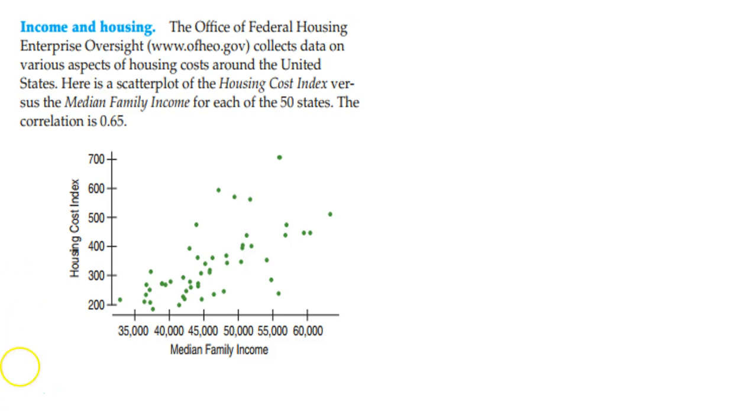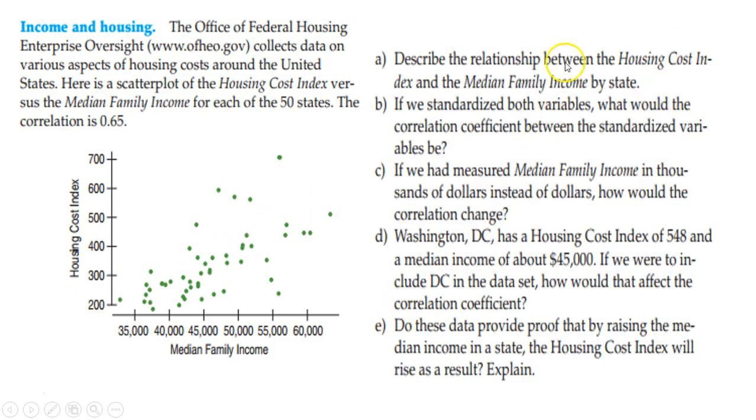But it says the Office of Federal Housing Enterprise Oversight collects data on various aspects of housing costs around the United States. And here's their scatter plot for each of the 50 states. The correlation is 0.65. So we're kind of looking at this, and I hope we can see why it's not closer to like 1 here, because it looks kind of positive-ish, but how do I know where it's supposed to head? It says describe the relationship between the housing cost index and the median family income.